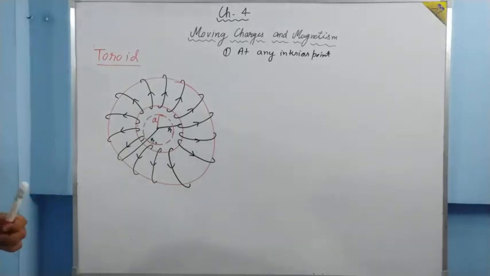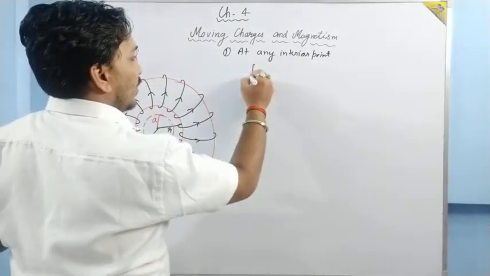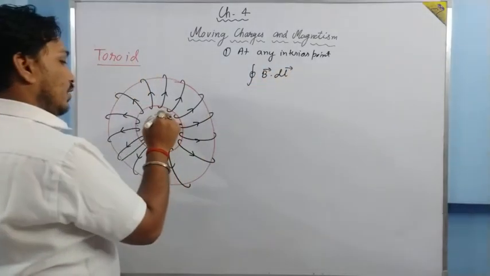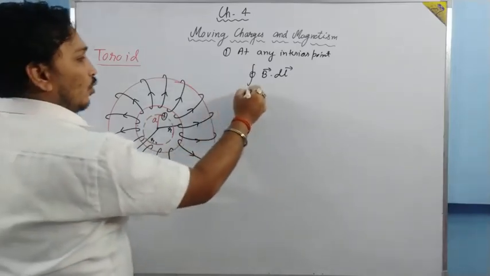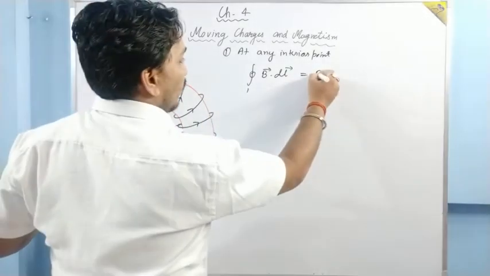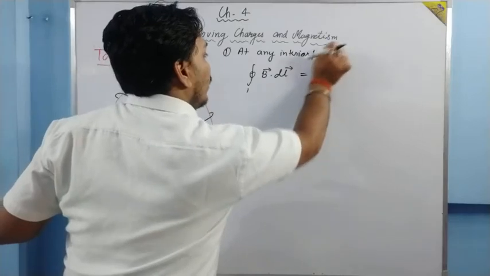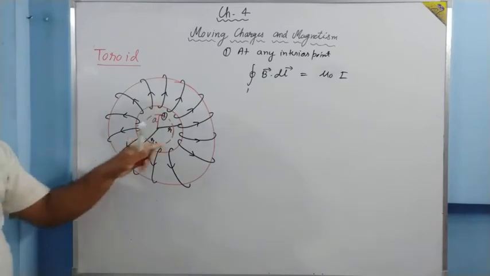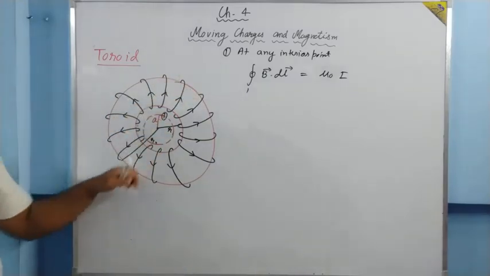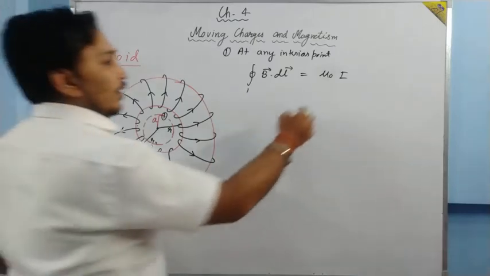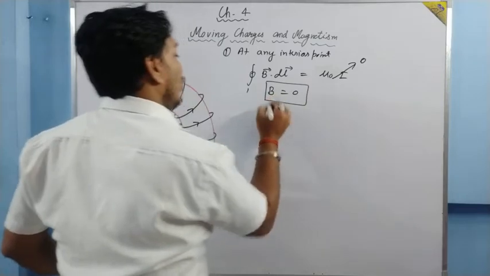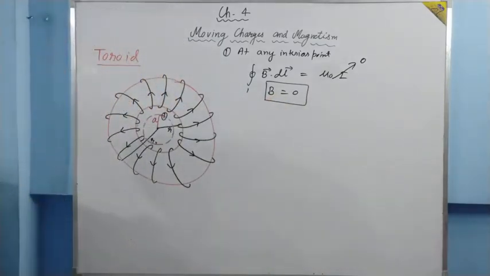If we apply Ampere circuital law over there, B vector dot dl vector, let this circular ring be 1, over 1 we are applying. It will be mu naught times the current passing through the loop. But there is no current passing through this loop. All the currents are outside the loop. So basically here that current is 0, and because of that B is also 0. There is no magnetic field in the interior.